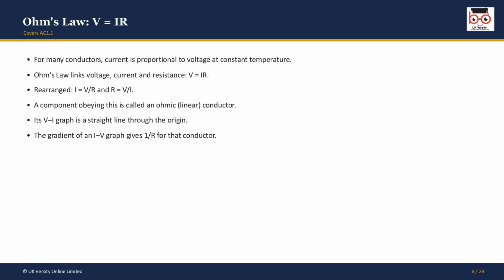This is one of the cornerstones of the whole unit. For many conductors, at a constant temperature, the current is proportional to the voltage, and Ohm's law captures that neatly. Voltage equals current times resistance. Rearrange it, and current equals voltage over resistance, or resistance equals voltage over current. A component that obeys this is called ohmic, and its voltage-current graph is a straight line through the origin.